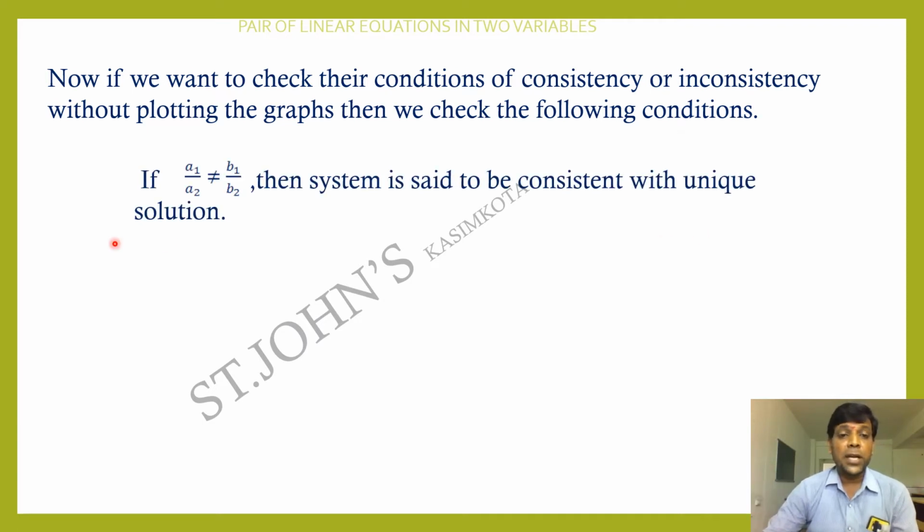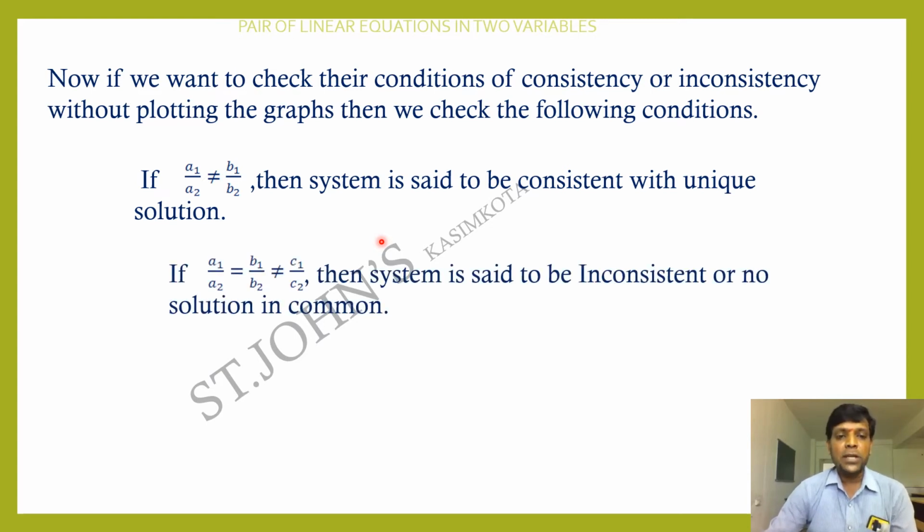If a1/a2 is not equal to b1/b2, then the system is said to be consistent with a unique solution. Unique solution means intersecting lines, only one solution. And second, if a1/a2 equals b1/b2 not equal to c1/c2, then the system is said to be inconsistent, or no solution. Inconsistent means parallel lines. There is no solution.